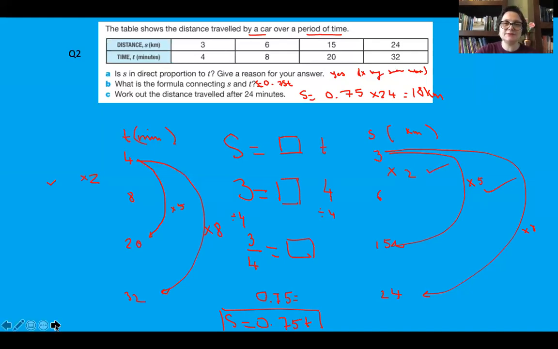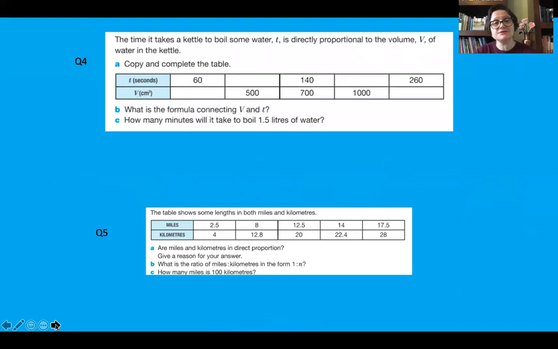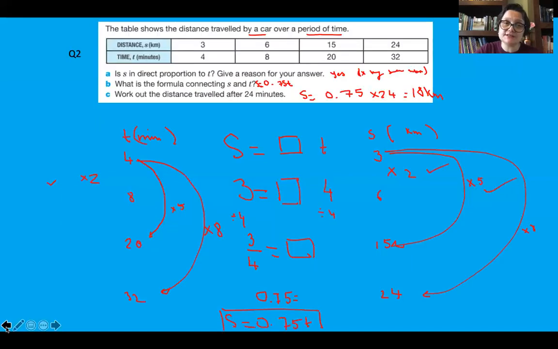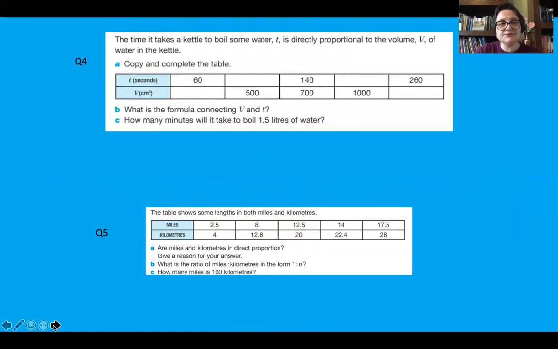Let's have a look at another question. These are questions you have to work independently. Follow exactly the same strategy that I'm using in this question, and try to find the formula connecting V and T. Remember, they say V and T are in direct proportion. The volume and the time are in direct proportion, so you need to find that coefficient to be able to create the formula.